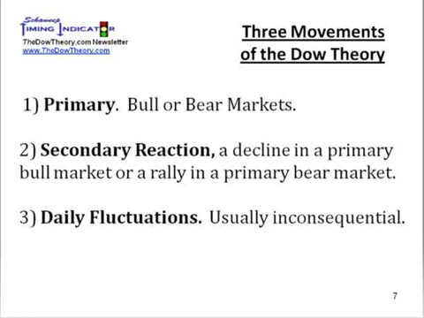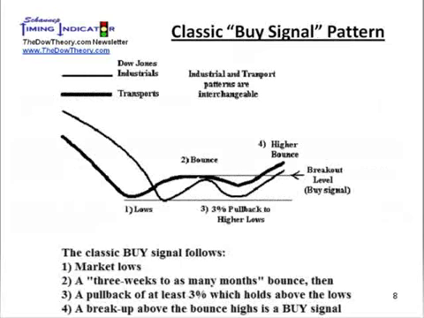The third and usually unimportant movement is the daily fluctuation, although that's all the 24-hour cable networks ever seem to want to talk about. The Dow theory is used to identify major changes in the direction of the market, the primary movement.